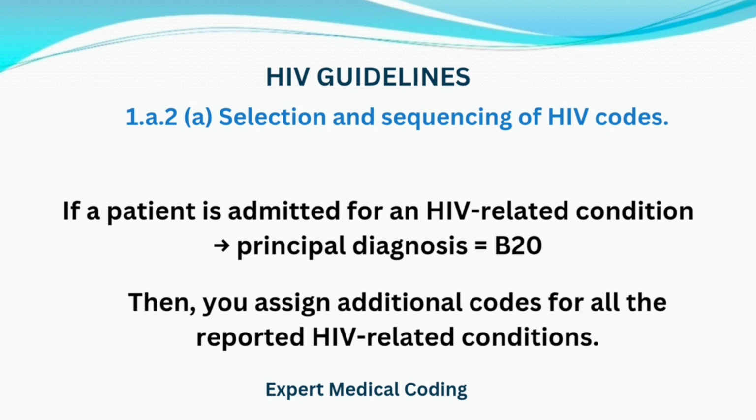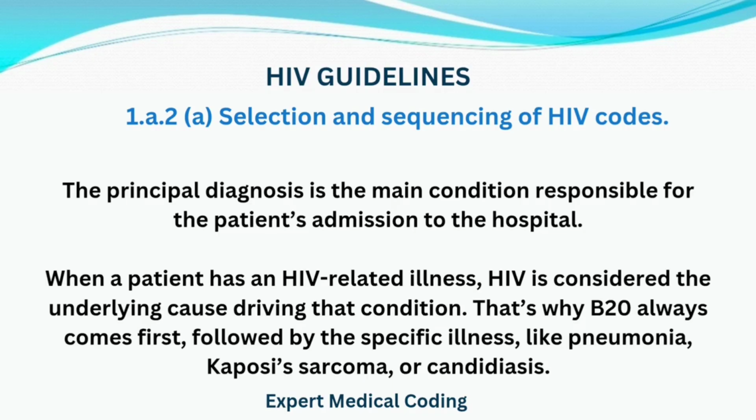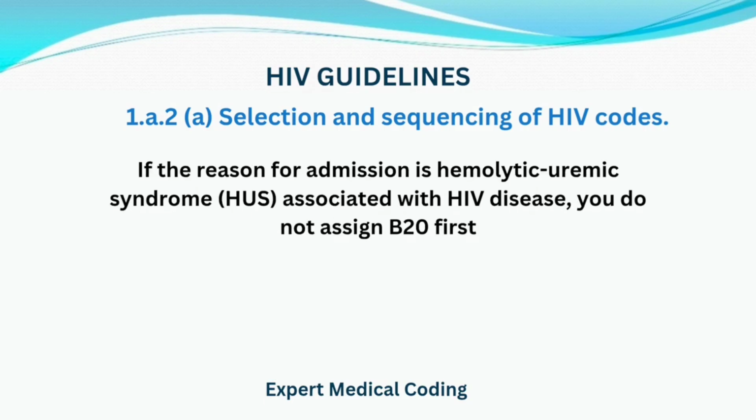Now, why is this important? The principal diagnosis is the main condition responsible for the patient's admission to the hospital. When a patient has an HIV related illness, HIV is considered the underlying cause driving that condition. That's why B20 always comes first, followed by the specific illnesses like pneumonia, Kaposi's sarcoma or candidiasis. But there is one exception.